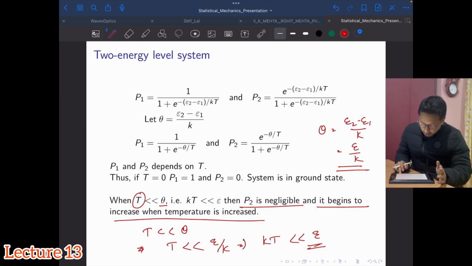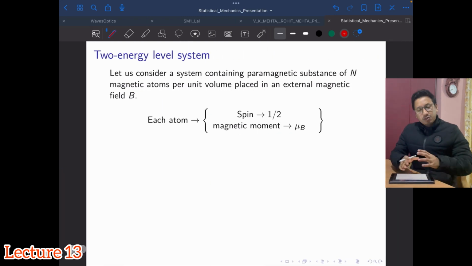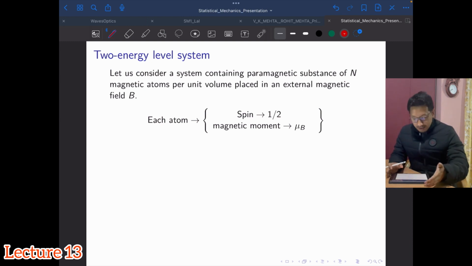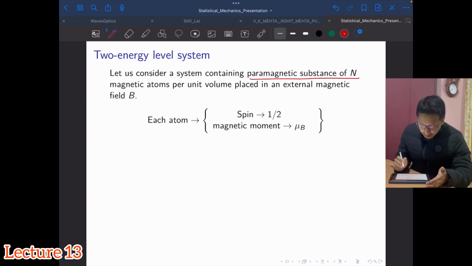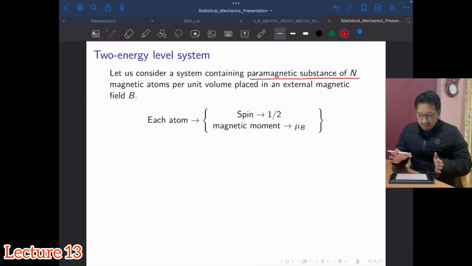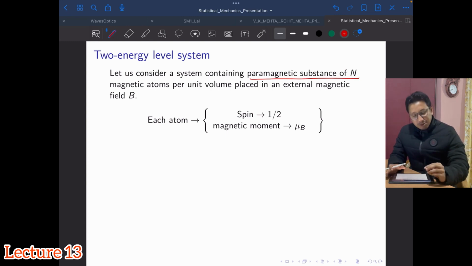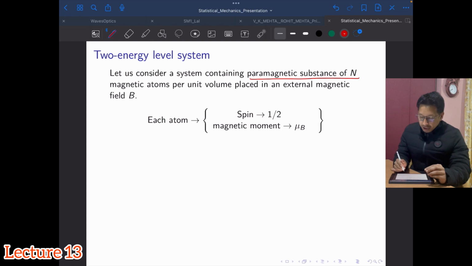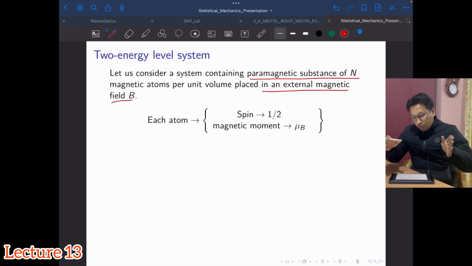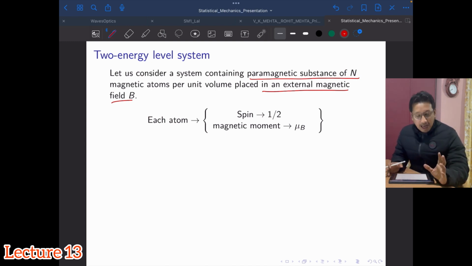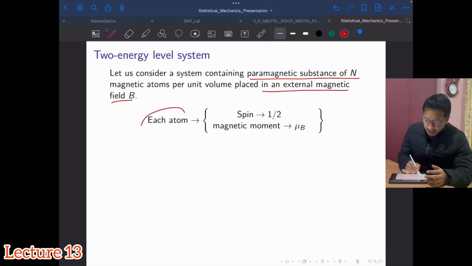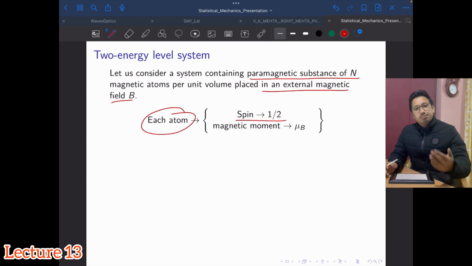All right, so then let's come back to, now let's discuss a system which is a paramagnetic substance. Let's consider a system containing a paramagnetic substance which has n magnetic atoms per unit volume and which is placed in an external magnetic field. So let's take a unit volume of the substance which has n paramagnetic atoms, and we consider that each atom has only spin half. So these atoms have spin half.